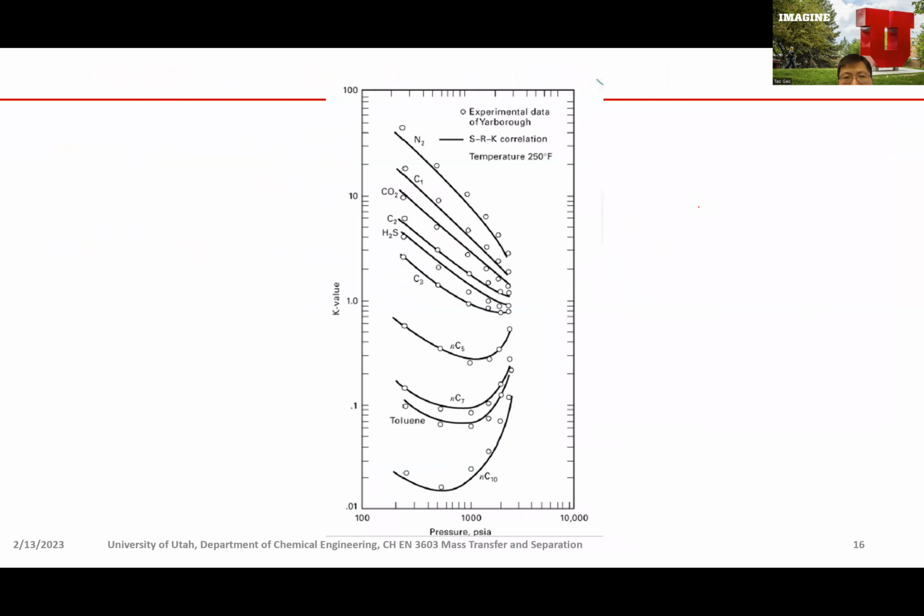And this figure basically shows the K value of several chemical species as a function of pressure. In this case, the figure compares the experimental data with the K value obtained from the SRK correlation we just derived. And as you can see, the SRK correlation is very consistent with experimental results, right? This confirms that the SRK equation of state is a very good approximation for us to compute the fugacity coefficient and to compute a K value.